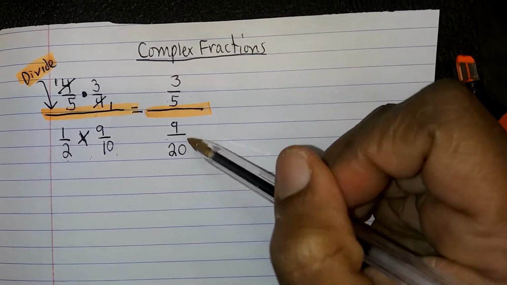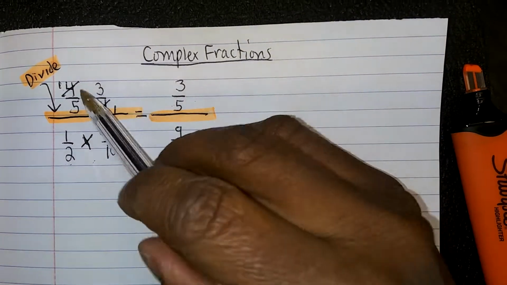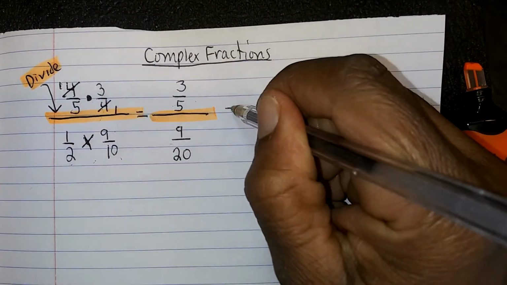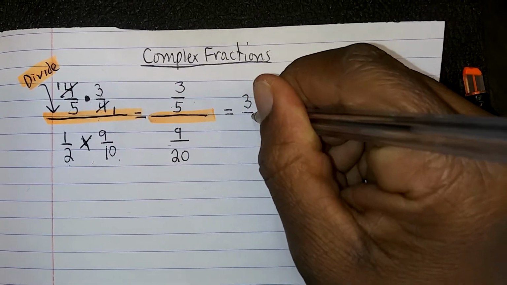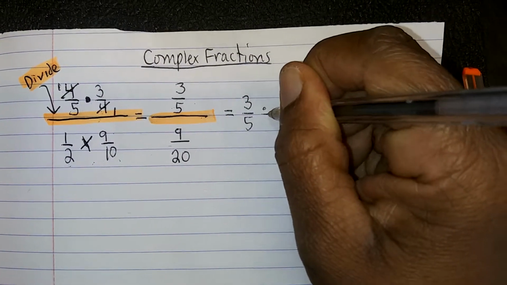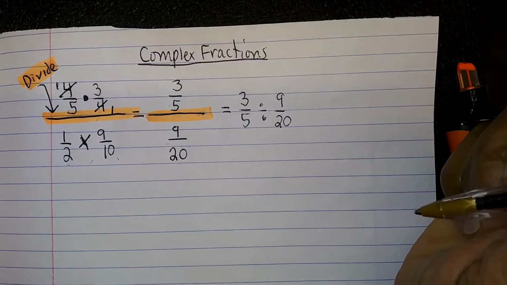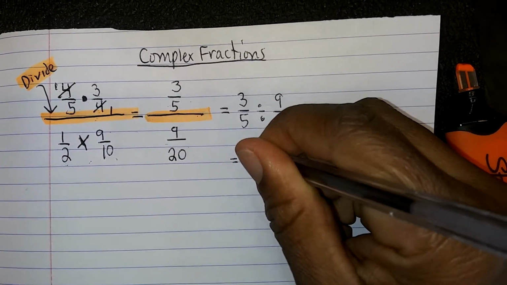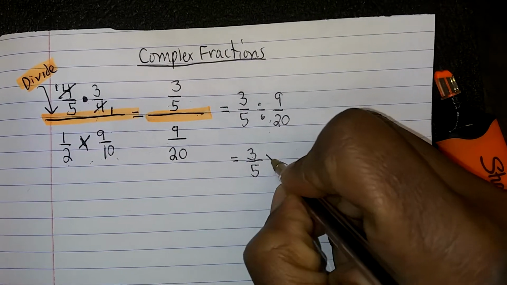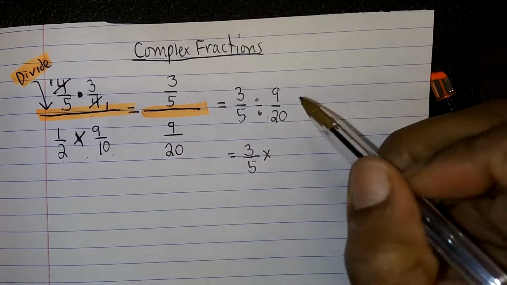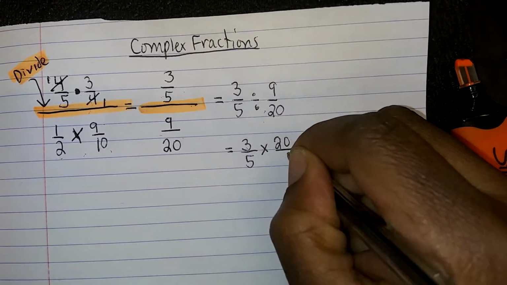So in this case, I still have a complex fraction because there's a fraction as a numerator and a fraction as a denominator. And as we said before, the fraction bar means to divide. So let's go ahead and set this problem up like a division problem. 3/5 divided by, because of the fraction bar, 9/20. So I want to keep my first fraction as 3/5. I'm going to change this operational symbol from division to multiplication. And then I want to do the reciprocal of 9/20, which is flipping it to become 20/9.